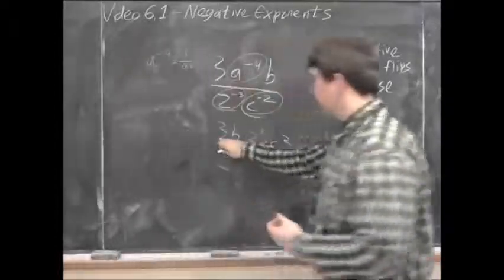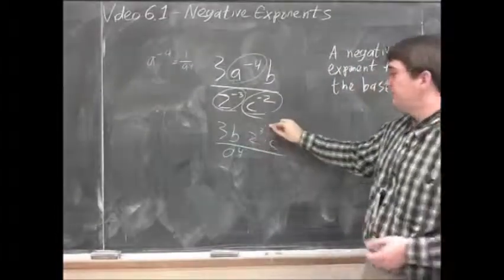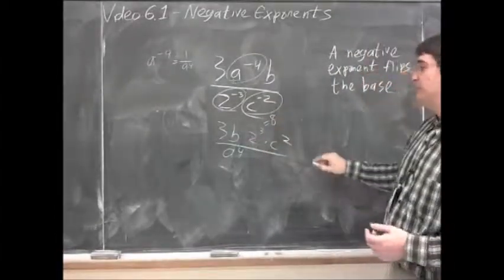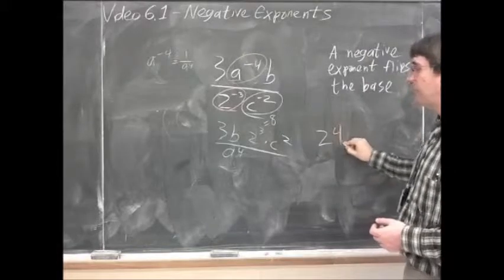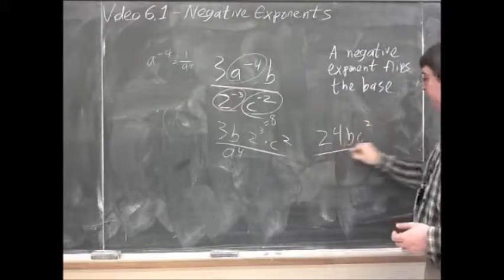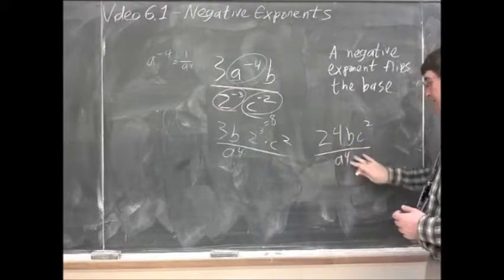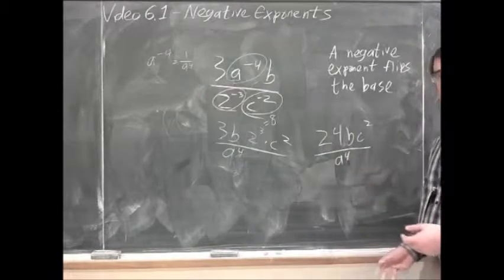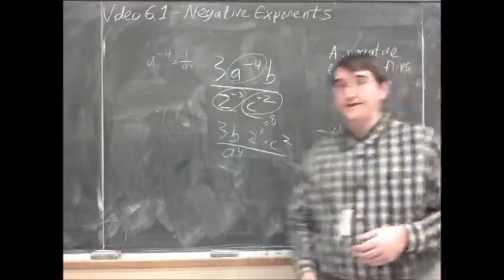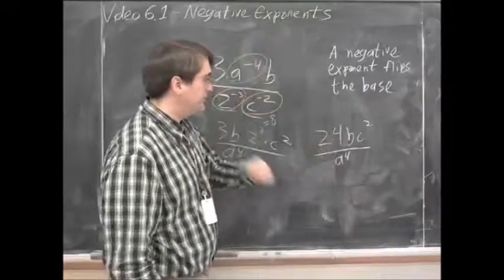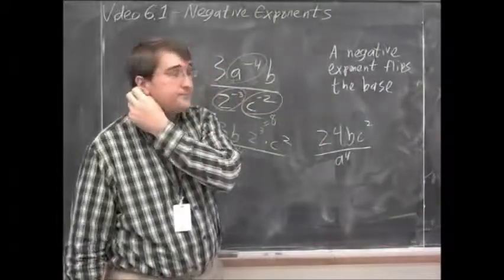And then this is 3 times 2 to the 3. 2 to the 3, of course, is 8. And I can actually multiply this across. I get 24 bc squared divided by a to the 4th. And so that would be our most simplified answer there. 24 bc squared over a to the 4th, like that.